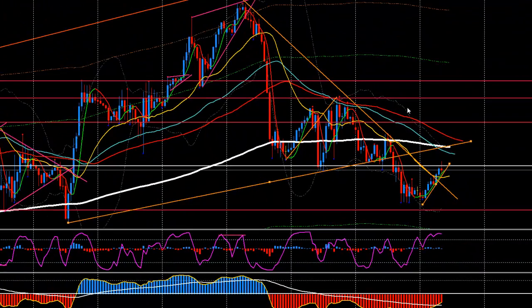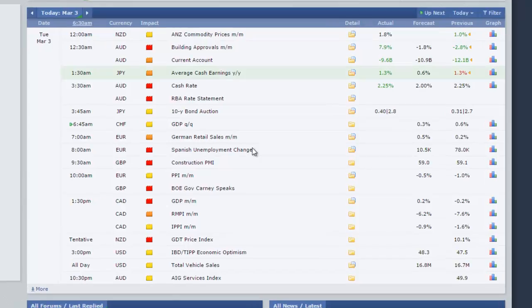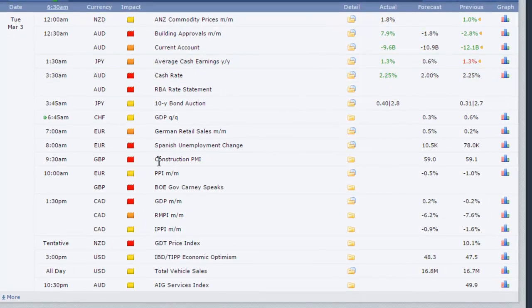Let's see if there's any financial news today. Today we have two high impact news events for the pound, one at 9:30 and one at 10 a.m. We'll see how the market is going to react to these news.